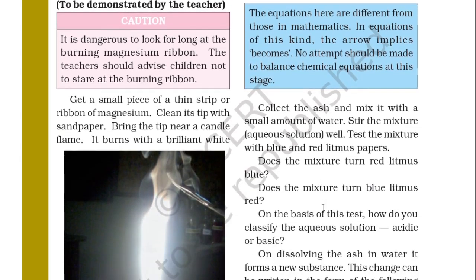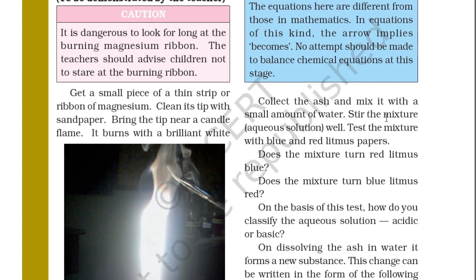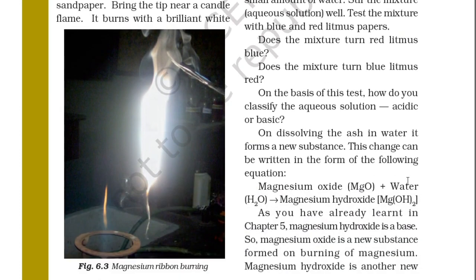Collect the ash and mix it with a small amount of water. Stir the mixture, the aqueous solution, well. Test the mixture with blue and red litmus paper. Does the mixture turn red litmus paper to blue? Does the mixture turn blue litmus paper to red? On the basis of this test, how do you classify the aqueous solution, acidic or basic? You have learned in the previous chapter that a base turns red litmus paper to blue and an acid turns blue litmus paper to red.